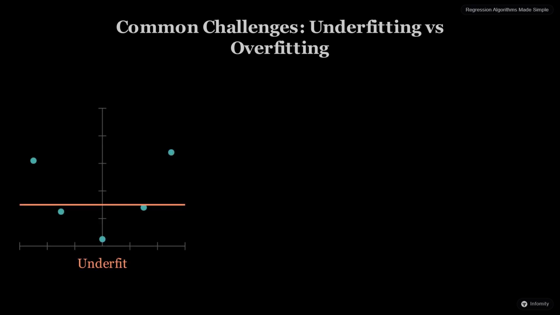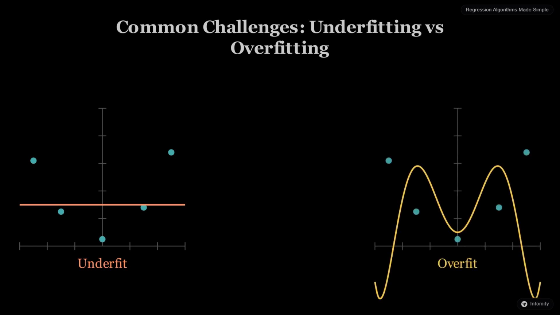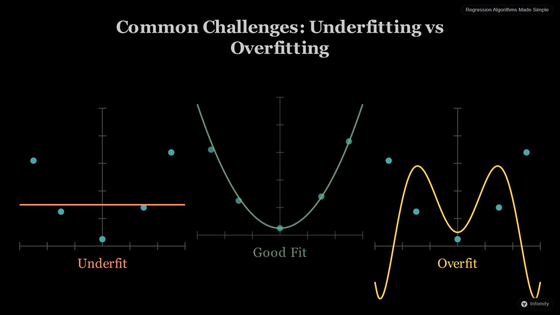When building models, we face a common challenge, balancing between underfitting and overfitting. An underfit model is too simple. It fails to capture the underlying patterns in the data, leading to high errors on both training and new data. An overfit model, on the other hand, is too complex. It learns the training data too well, even memorizing noise, and performs poorly on new, unseen data. Our goal is to find that sweet spot, a model that generalizes well, capturing the true underlying relationship without being overly simple or overly complex.